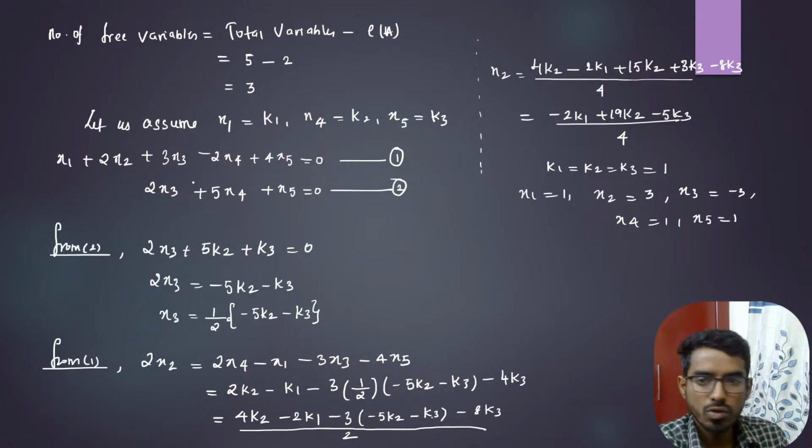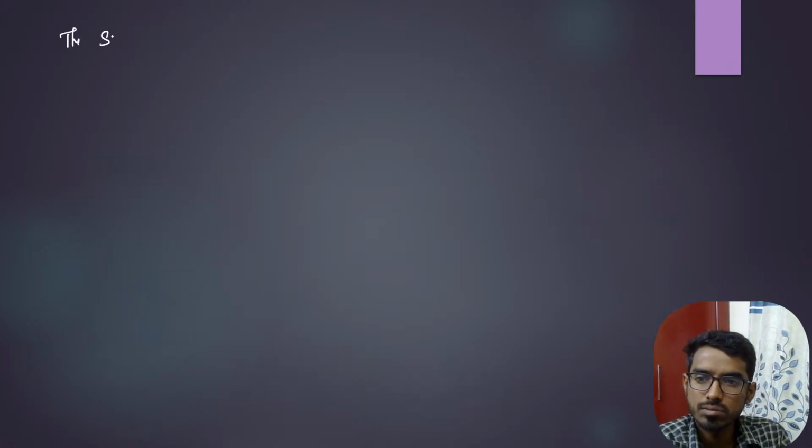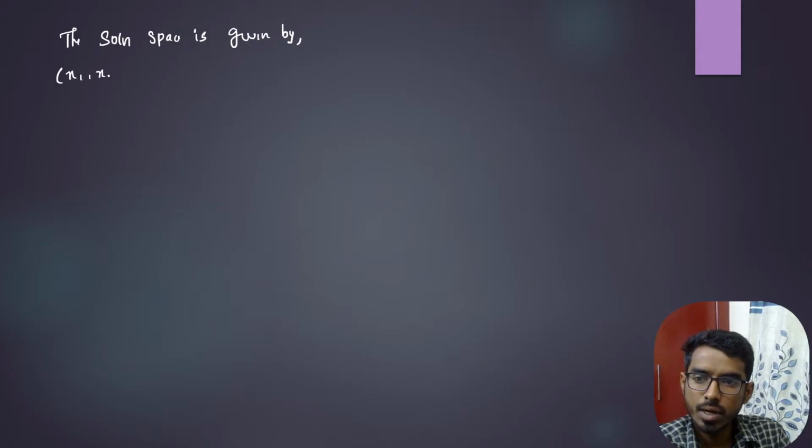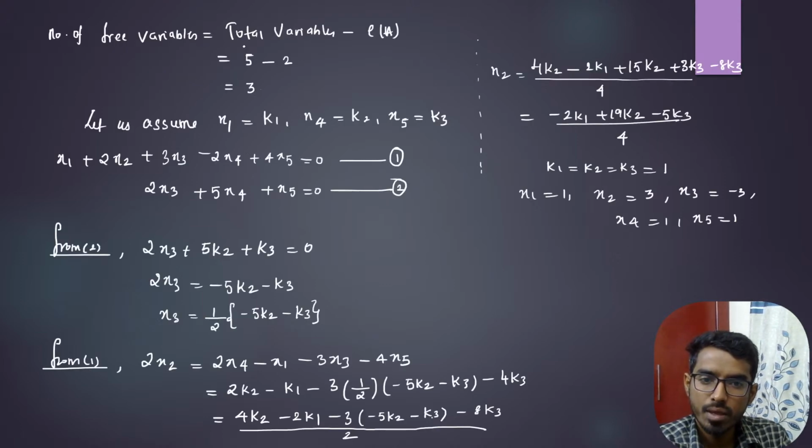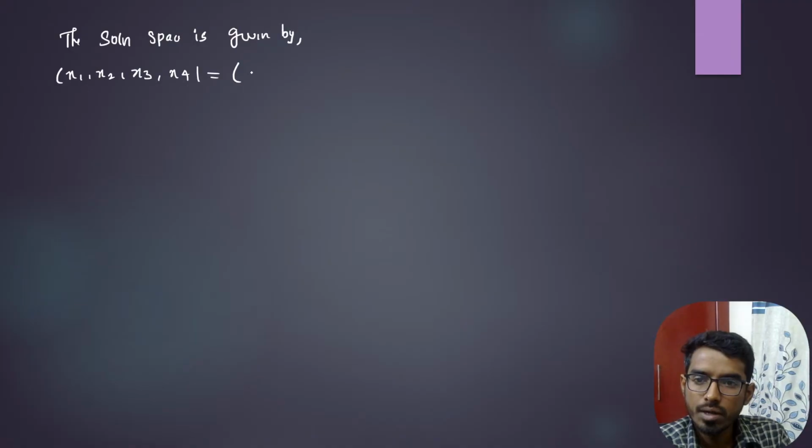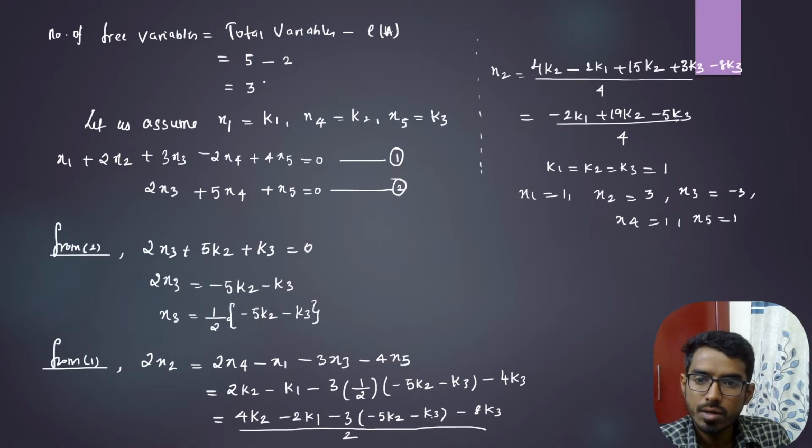So therefore, the solution space is given by x1, x2, x3, x4. So x1 is what? x1 is k1. x2.